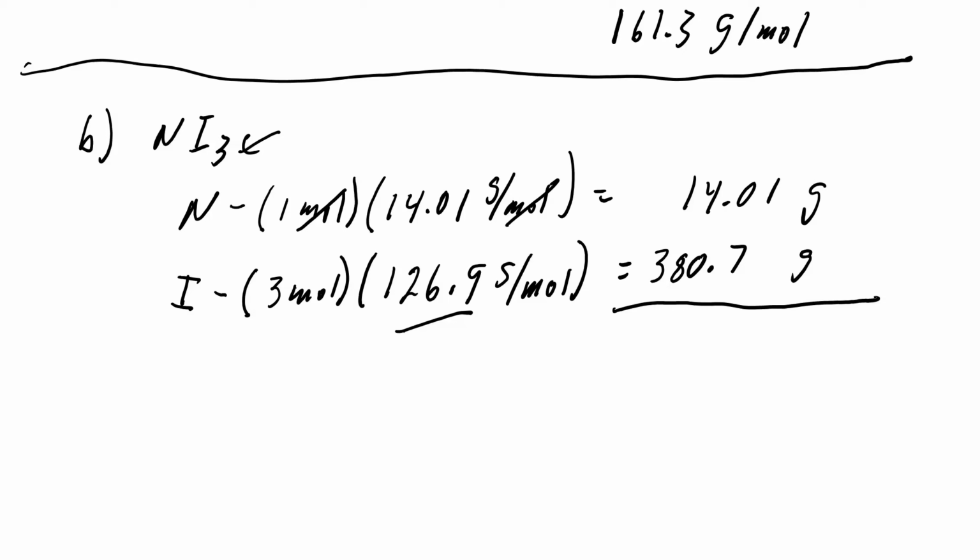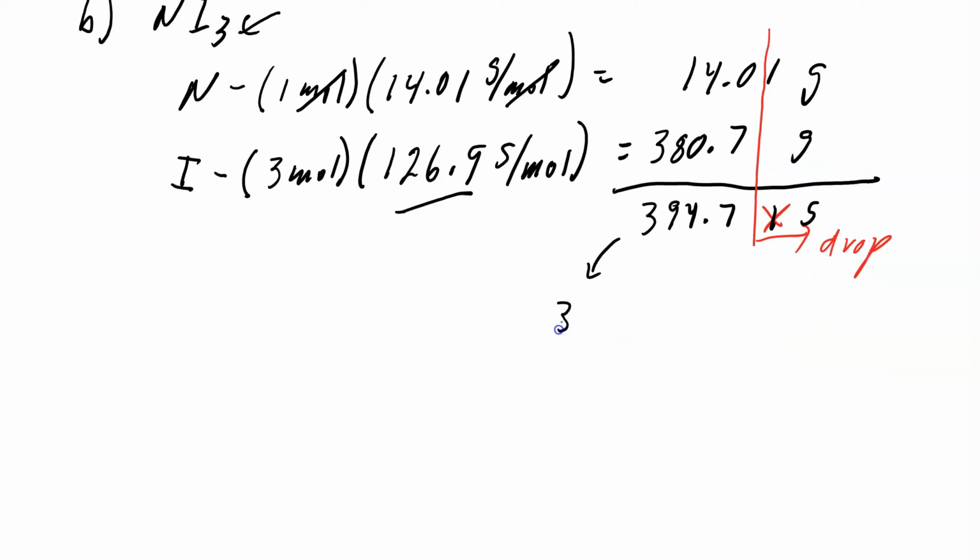Again, we're going to add these two, and again we see that we have different precision in our two measurements here, so we're going to drop everything to the right of our vertical line. But let's add these two together and see what we get. And we end up with 394.71 grams. We're going to drop the 1, X that out. It's less than 5, so we do not round up. So our molar mass for nitrogen triiodide is going to be 394.7 grams, again in 1 mole. So we'll write it on a per mole basis.